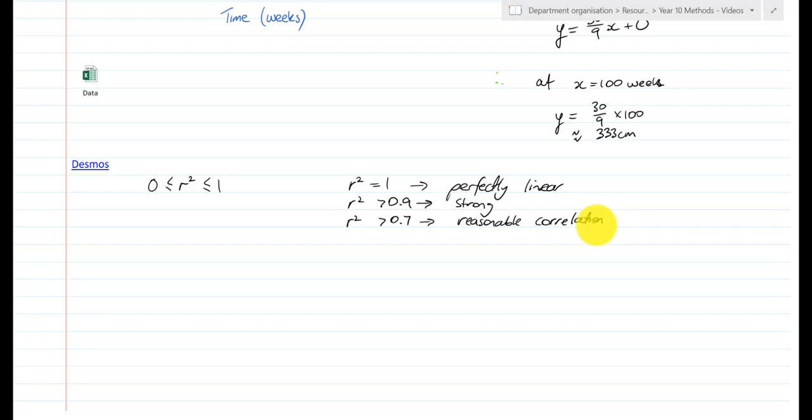So there you have it. Scatter plots using regression analysis and how to do it with Excel and Desmos.